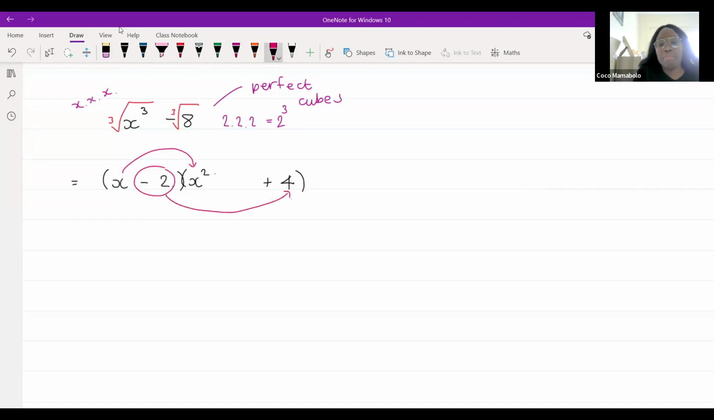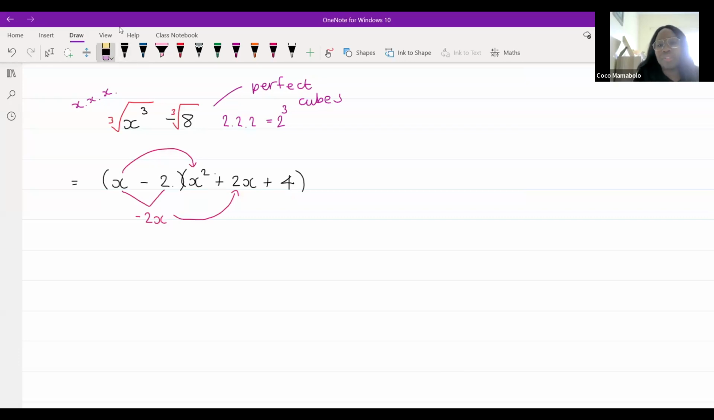Now, to get the middle term, because remember, this is a trinomial, we take x times -2, and that will give us -2x. But when we put it in our bracket, we're going to give it the opposite sign. We're not going to give it a -2x, we're going to make it +2x. Good, +2x.